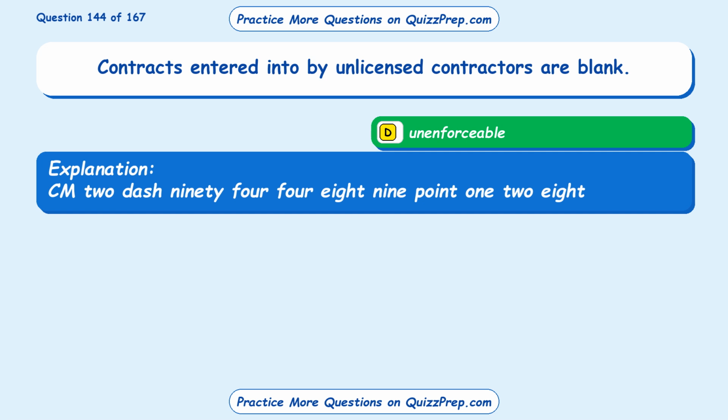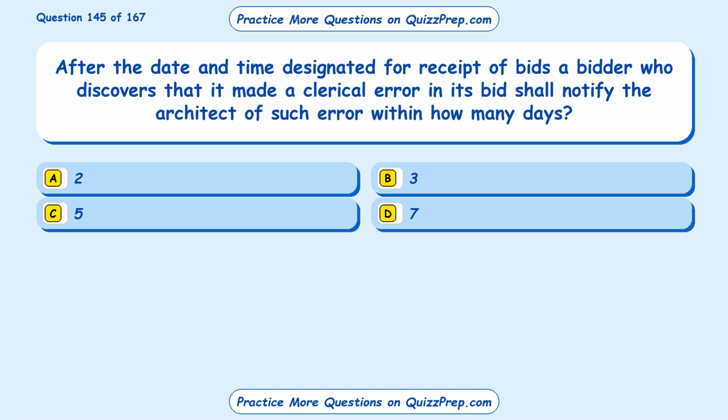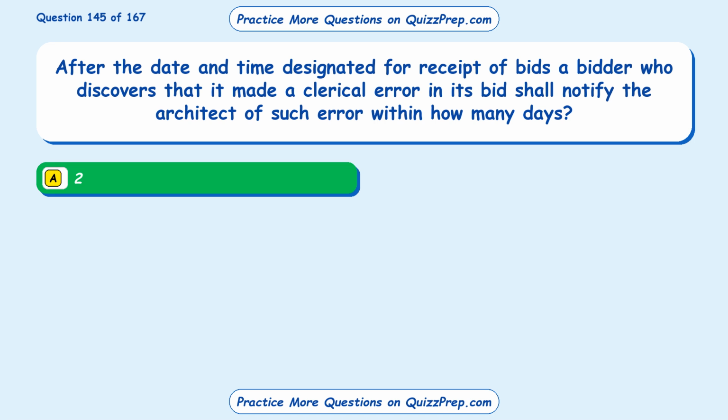Question 145. After the date and time designated for receipt of bids, a bidder who discovers that it made a clerical error in its bid shall notify the architect of such error within how many days? Option A, 2. Option B, 3. Option C, 5. Option D, 7. The correct answer is option A, 2.